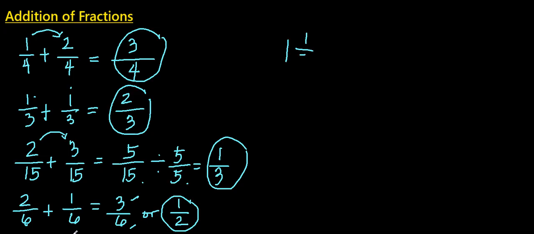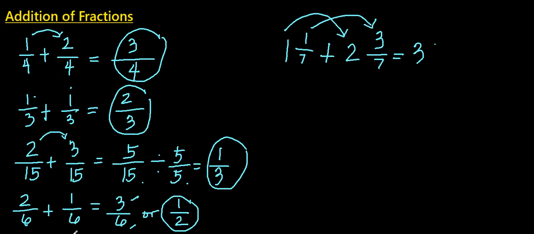1 and 1/7 plus 2 and 3/7. So how are we gonna add this? Let's add the whole numbers, 1 plus 2 is 3, then 1 plus 3 is 4, and copy the denominator. So this is the final answer. Let's have another example.